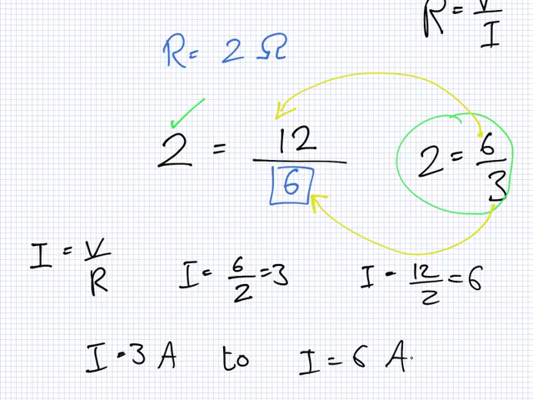So you put in a bigger battery, and you also get more current, as well as more voltage, as long as the resistance in the toy is constant.